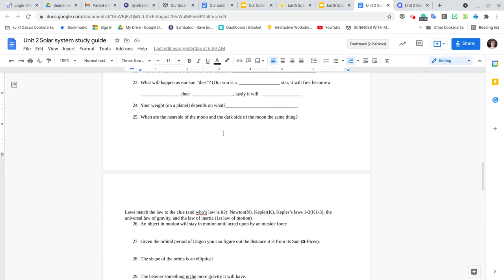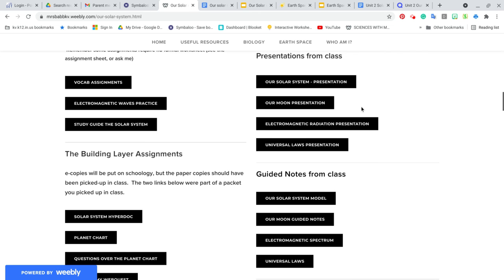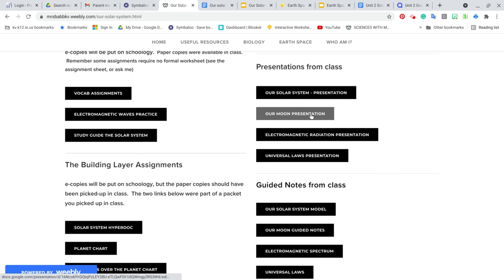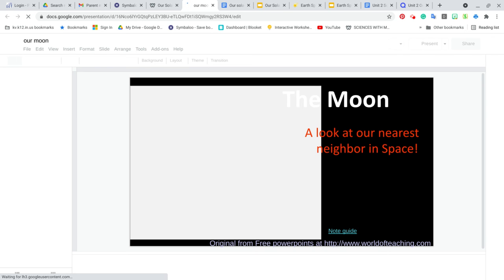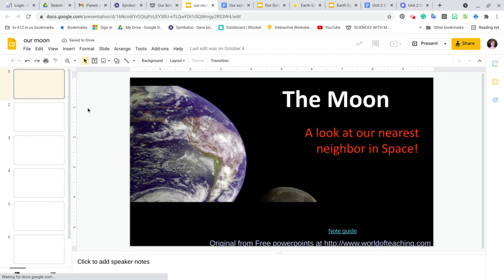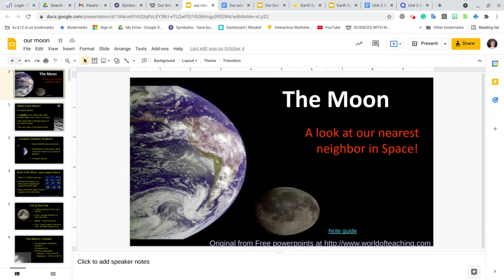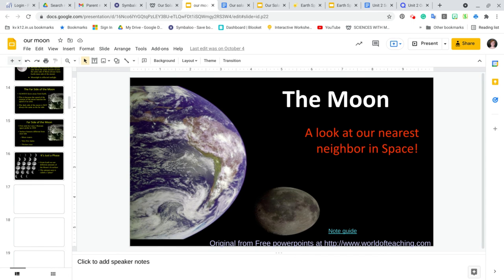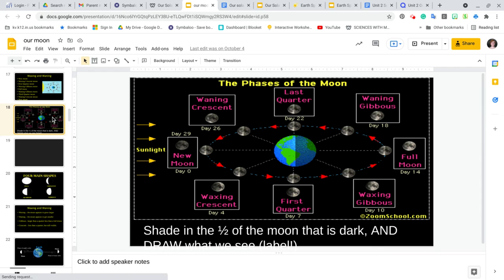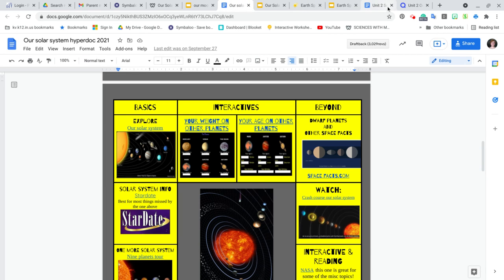When would the near side of the moon and the dark side of the moon be the same thing? Well, you can either look at our notes or go to our moon presentation, find the picture that you drew out in the notes. Maybe you remember drawing the picture out. Look at that picture, and you should be able to answer the question.